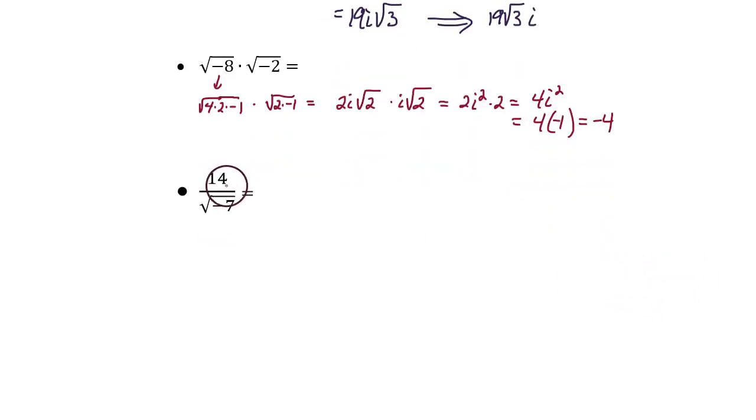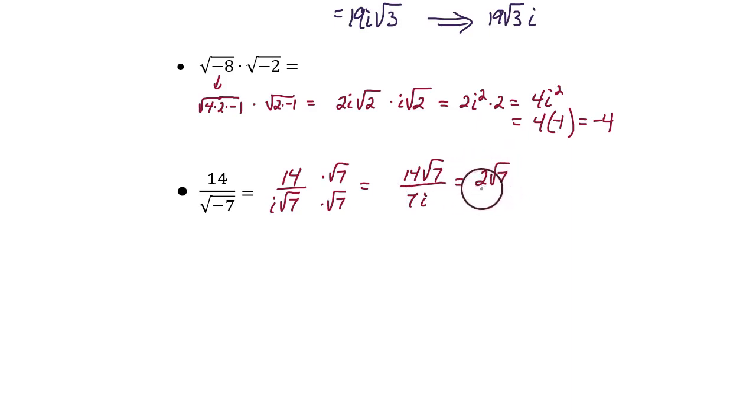In the last example, this is not simplified because of the radical in the denominator. Let's rewrite this as 14 over i times the square root of 7. Then rationalize the square root of 7 piece by multiplying top and bottom by the square root of 7. This makes 14 square root of 7 all over 7i. The 14 over 7 reduces to a 2 all over i.